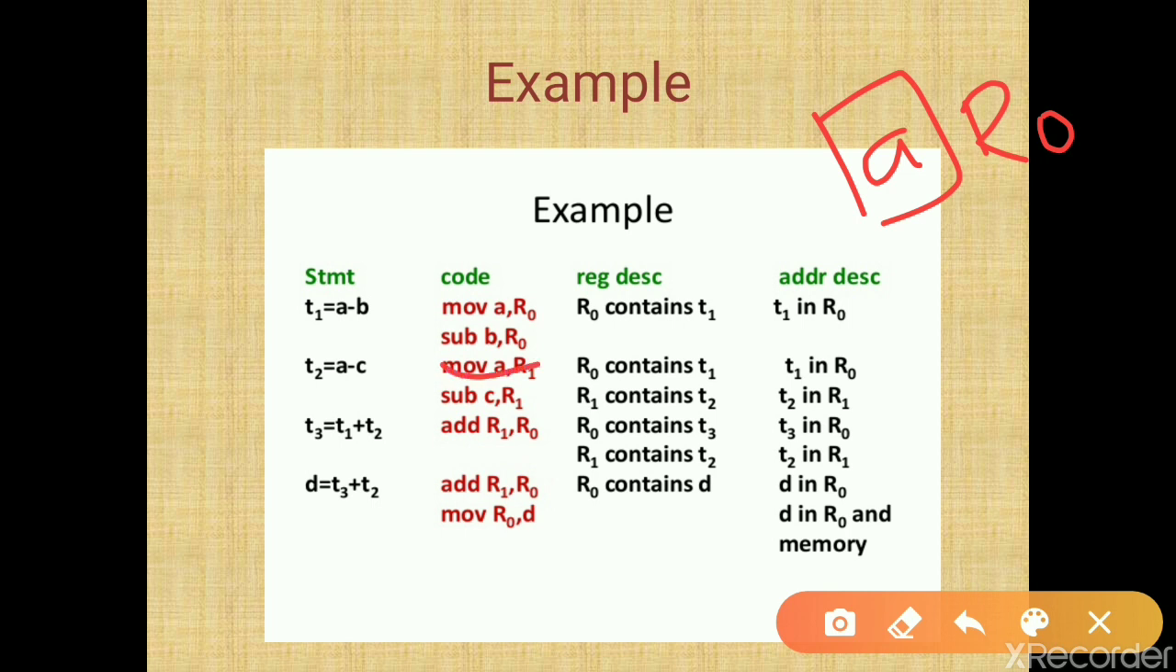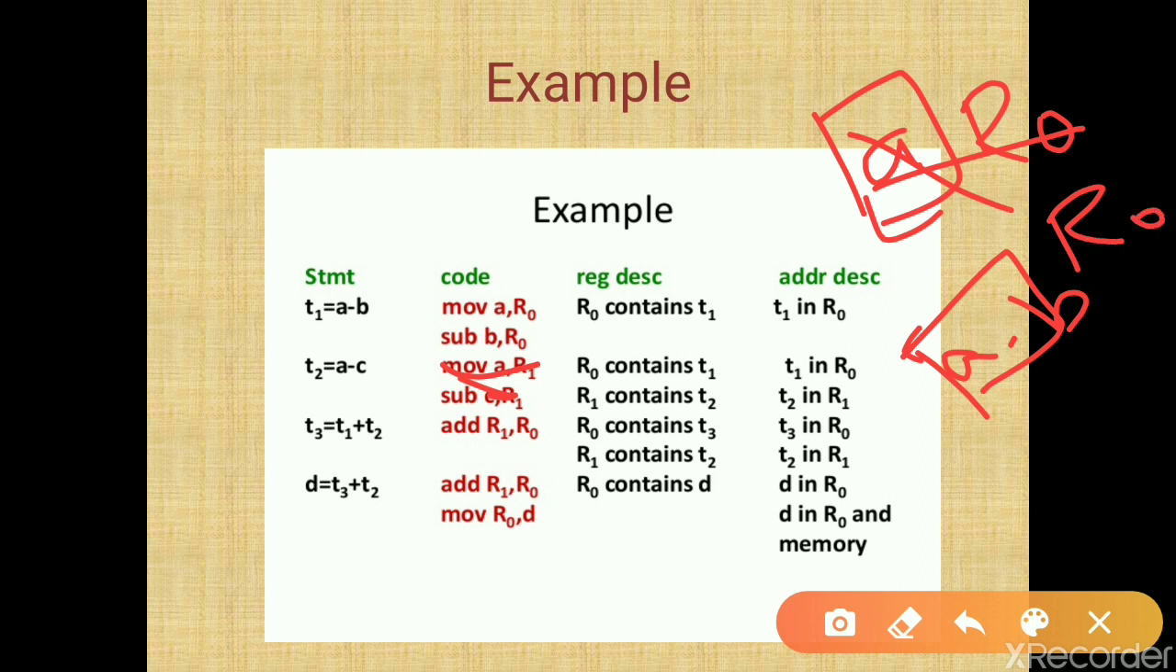Next is subtract b R0. Subtract b R0 is the next statement. So subtract b means here in R0 the value a is already there. Now what I want to do is subtract b comma R0. So here I will generate a block in which the a minus b value is stored inside R0. What is the a minus b value? That is T1. So T1 is stored inside R0. This is the final case of a minus b.